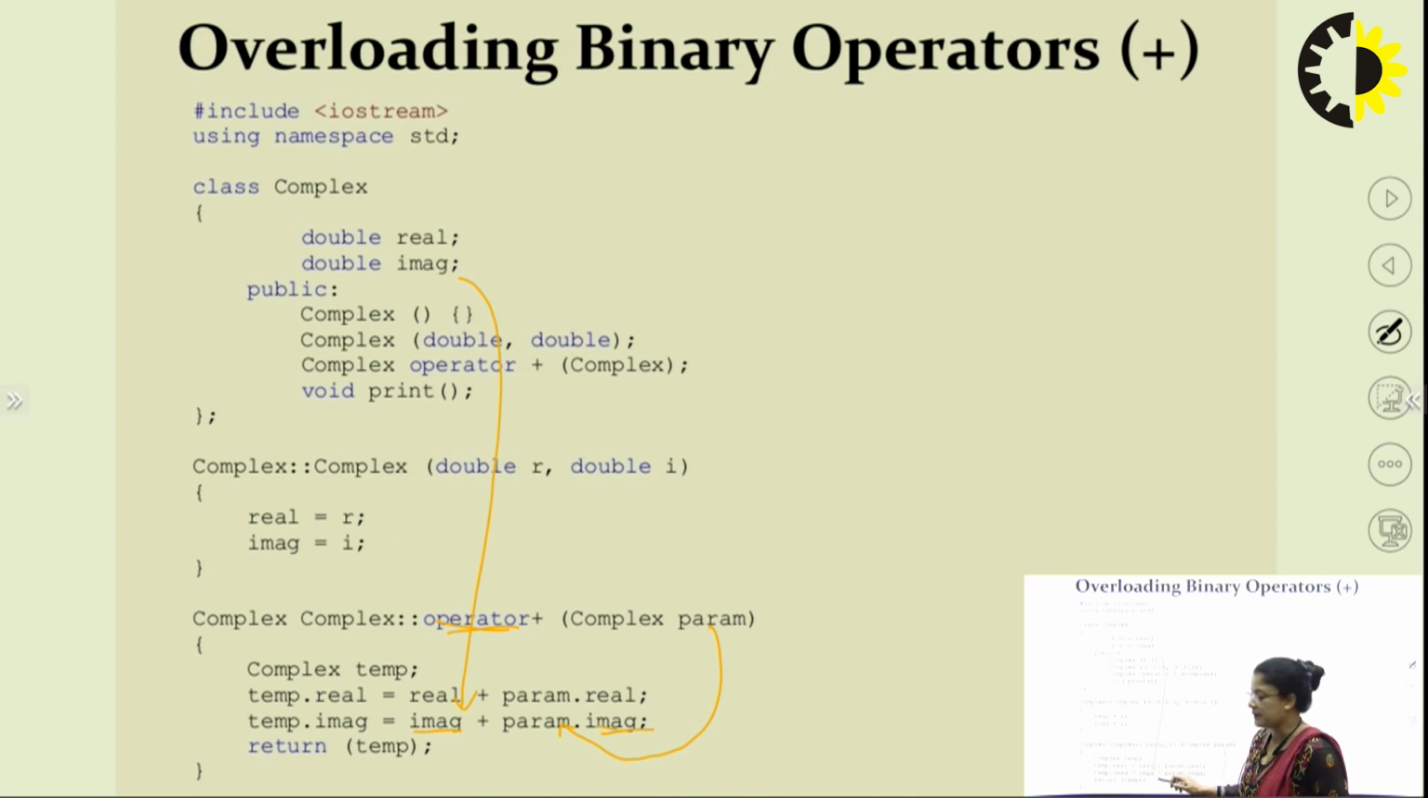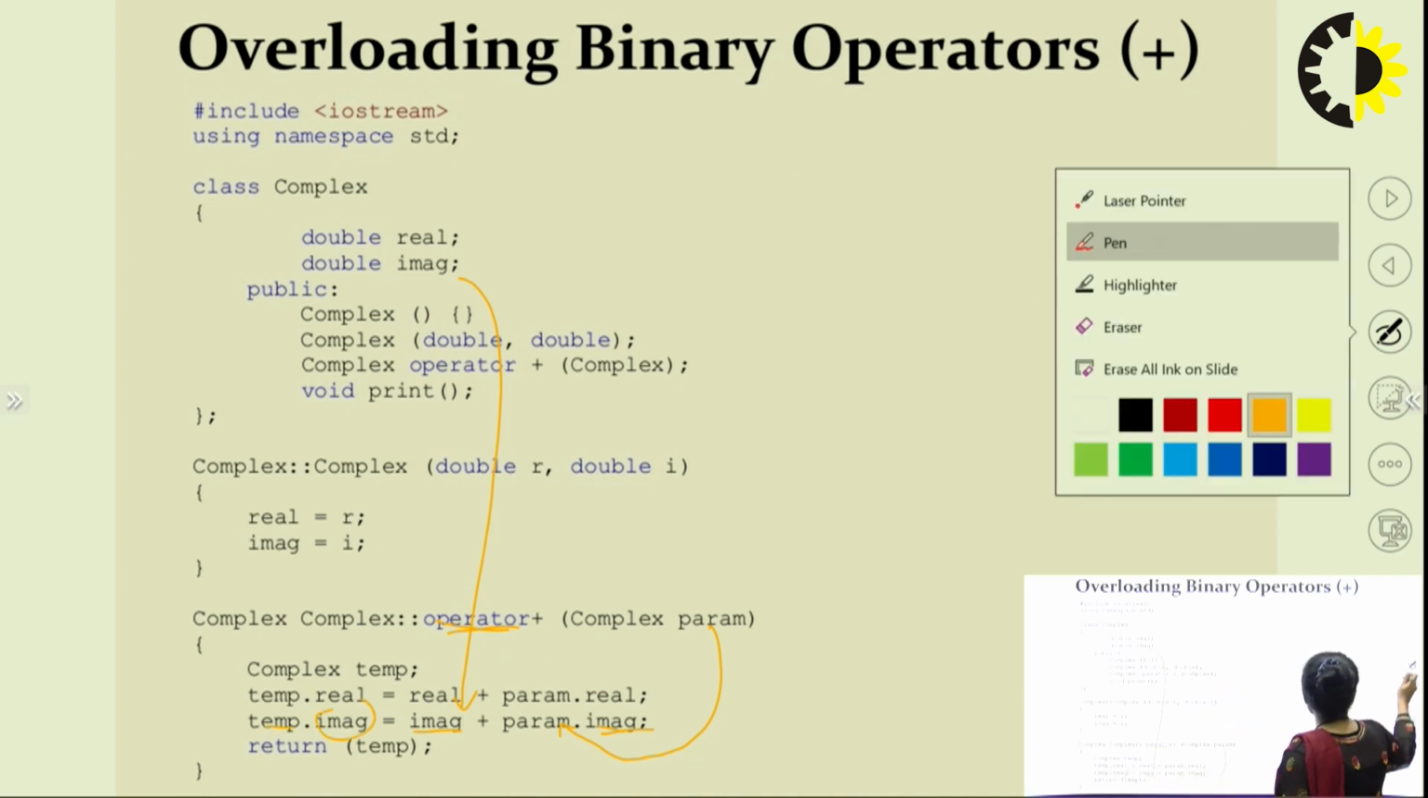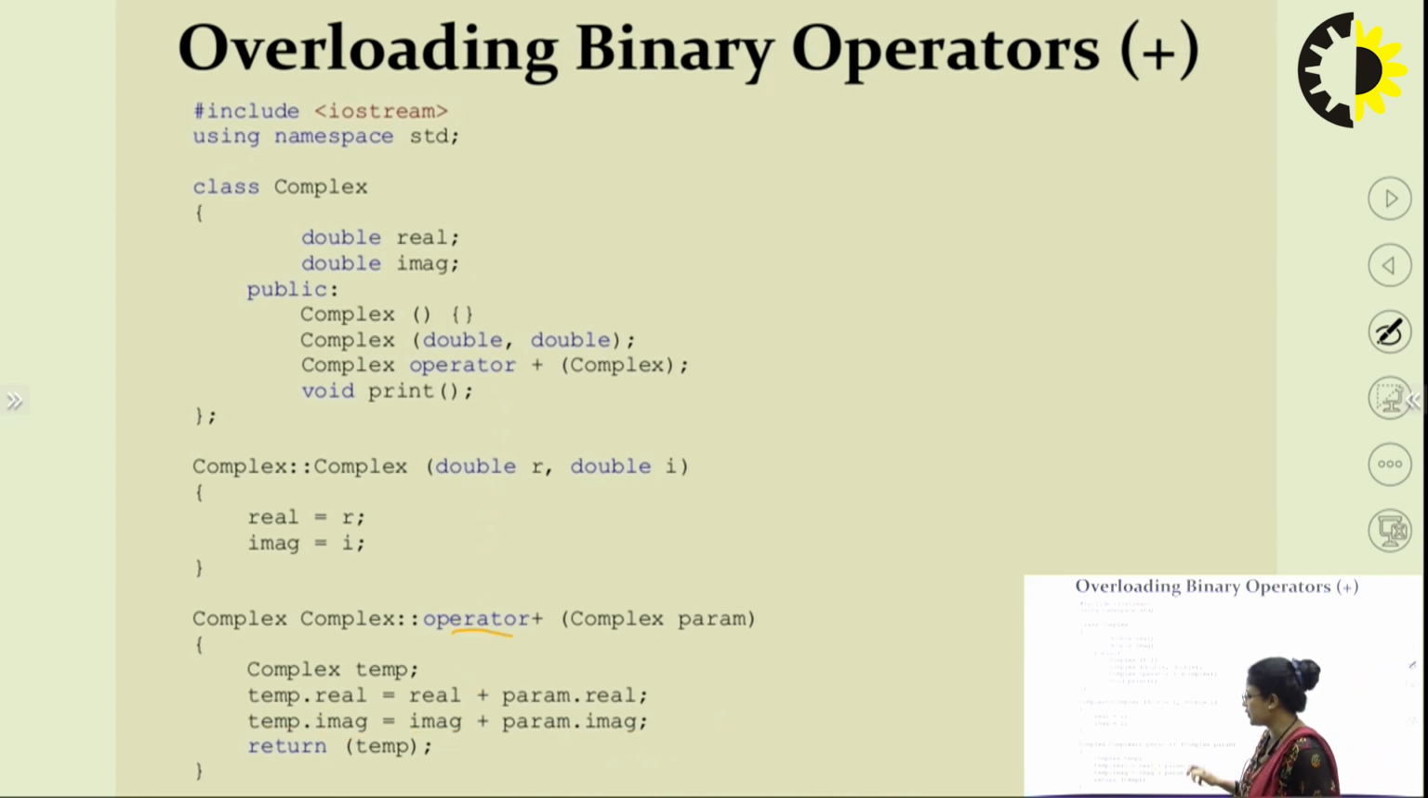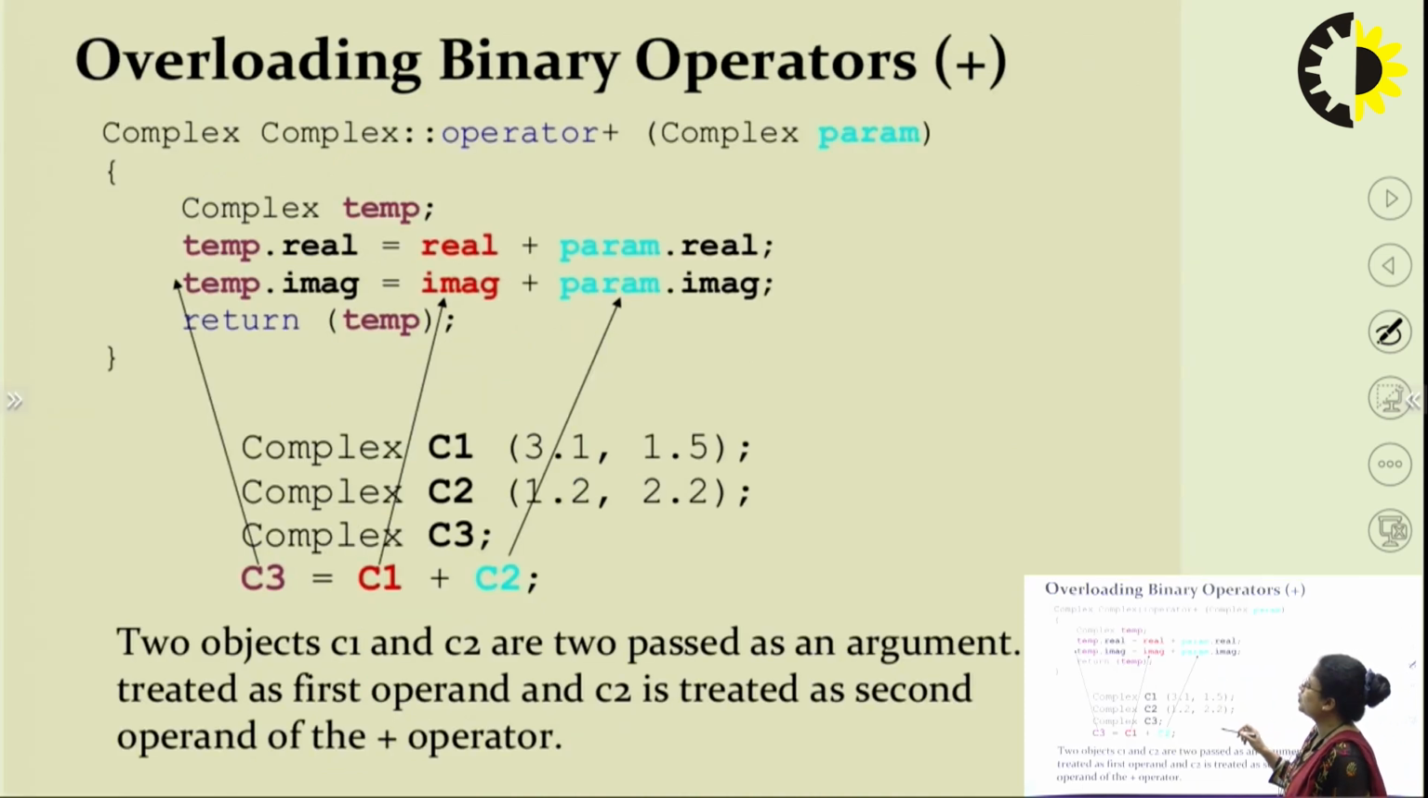We are adding both these parts, and the value that we are getting, we are assigning it to the imaginary part of the temp. So ultimately, what this particular operator function is doing, it is creating a new temporary object, updating its real and imaginary part. Temporary object of what type? Of type complex, and after updation, it is returning that particular object.